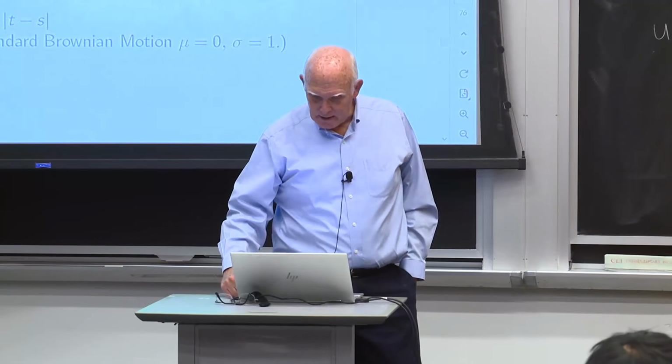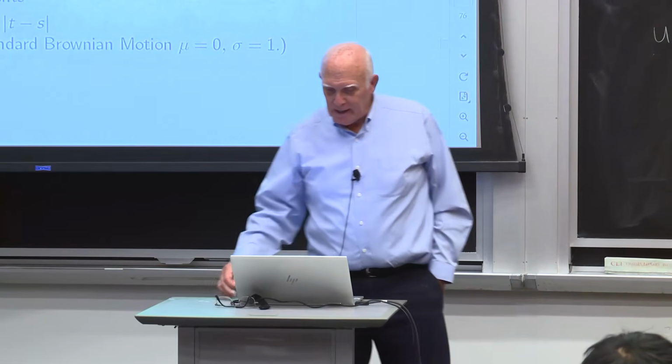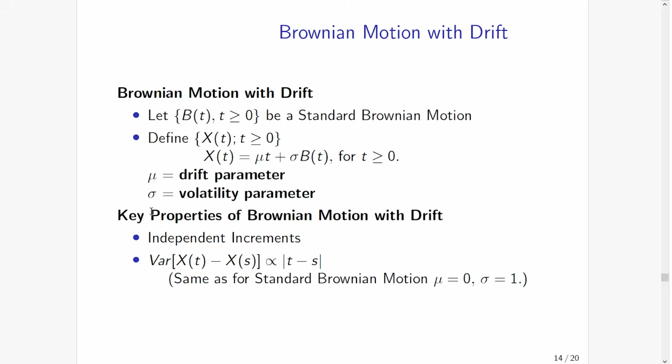All right. Well, with standard Brownian motion, we can consider an extension of that to Brownian motion with drift, mu. So we can consider a drift parameter and a volatility parameter.